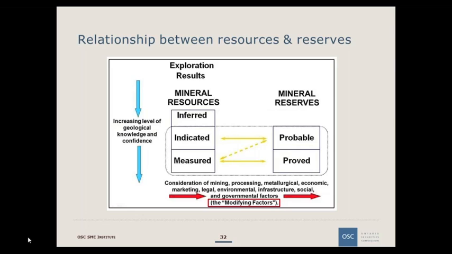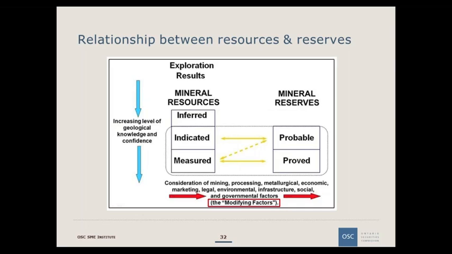That red arrow going across is the application of the modifying factors, as the definition says. So it's the technical and economic studies that go towards showing how much of that mineral resource is actually a reserve, how much of it can actually be mined profitably. So a mineral reserve is determined after all the modifying factors to the indicated and measured resources through completing a pre-feasibility study or something equally or more rigorous.